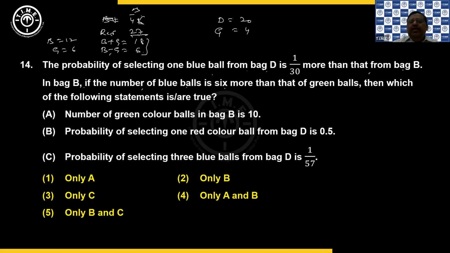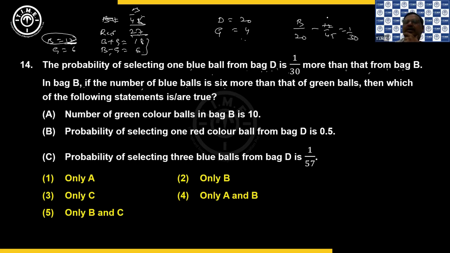The probability of selecting one blue ball from bag D is 1 by 30 more than that from bag B. D is more. So let me see. Let the number of blue balls in bag D be B, so B by 20 is the probability of selecting one blue ball. What is the probability of selecting one blue ball here? 12 by 45, because there are 12 blue balls out of total 45 balls. The difference is 1 by 30.